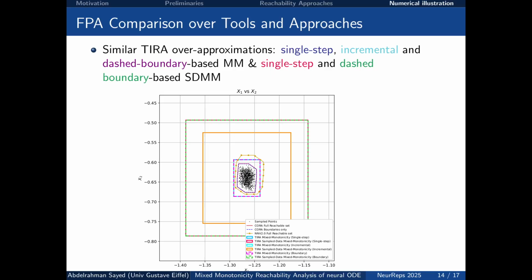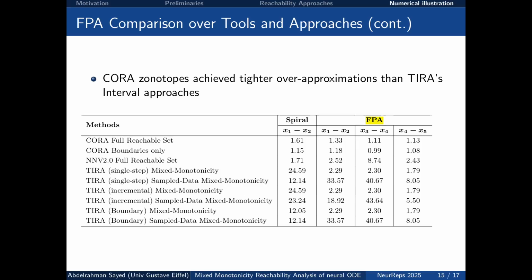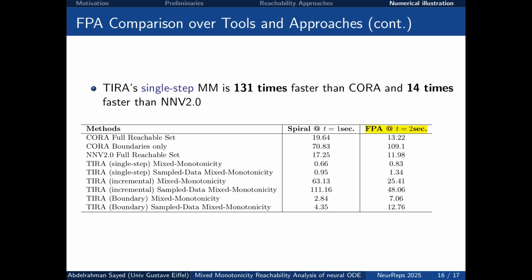Similarly, for the 5-dimensional FPA system, some of the resulting TIRA over approximations were identical, and in terms of over approximation tightness, CORA achieved tighter over approximations than TIRA, and here as well, TIRA achieved the fastest computational time over CORA and NNV.